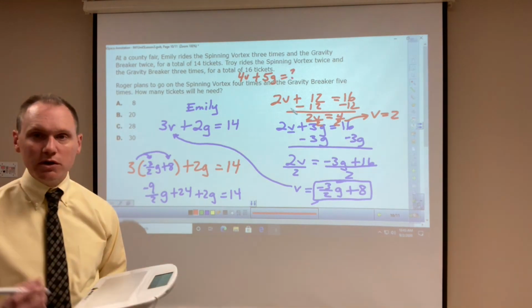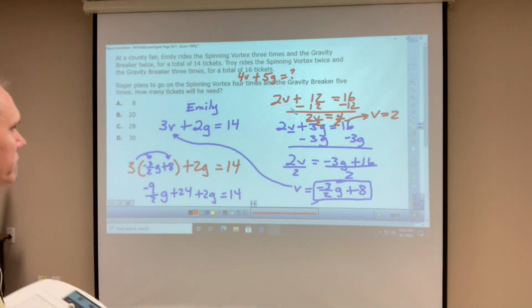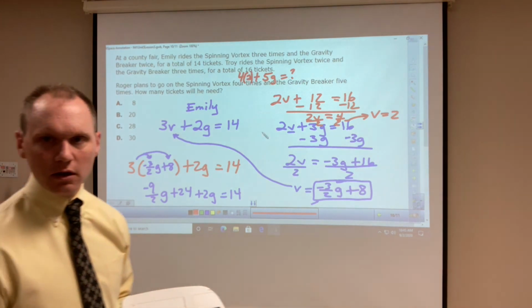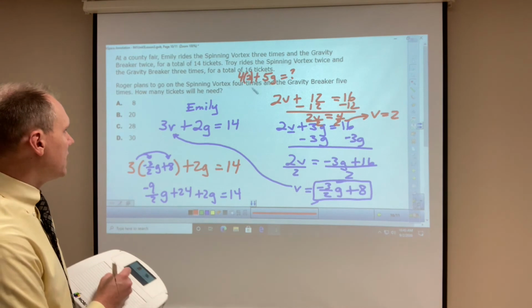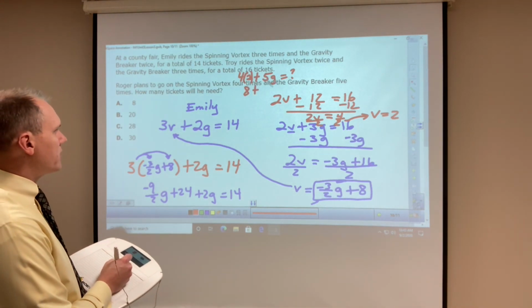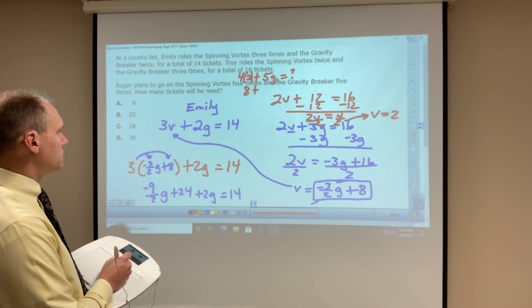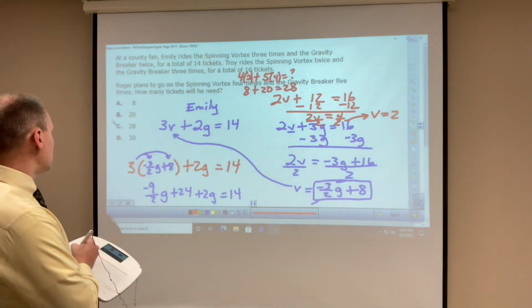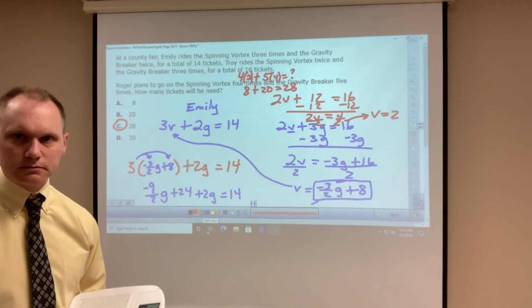The good thing about it is we know what V and G are now. V is 2, so we can put 2 in for V. If it requires 2 tickets and he rides it 4 times, it's going to be 8 tickets for the vortex. And then 5 times for the gravity breaker, and each gravity breaker is 4 tickets. So it's 5 times 4, it's going to be 20, giving us a total of 28, which is C.